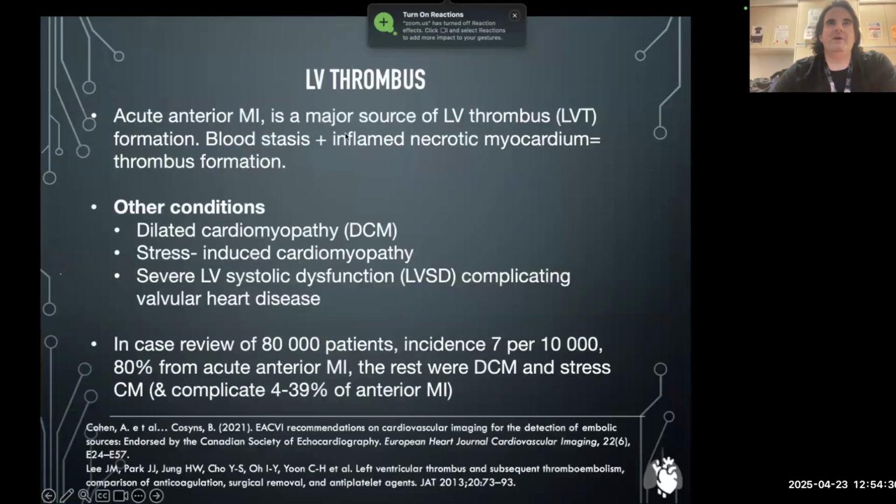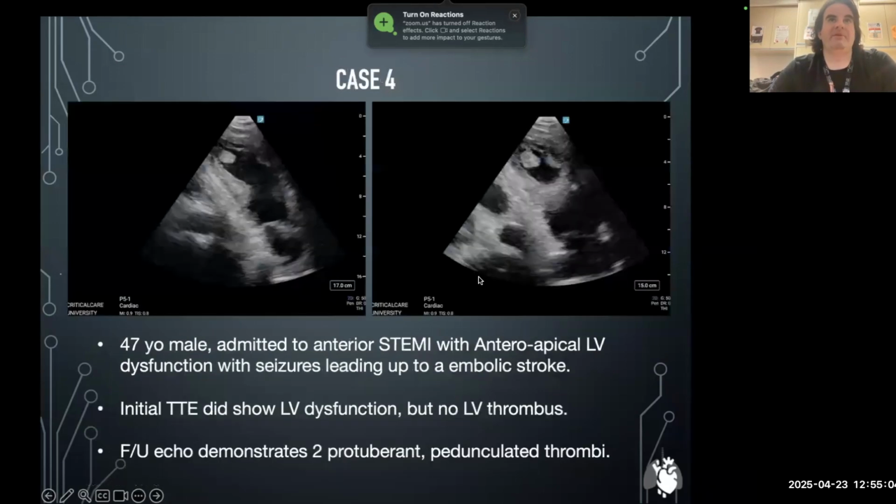So, acute anterior MI is a major source of LV thrombus formation, kind of blood stasis plus angry necrotic myocardium. There's a Virchow's triad type scenario, thrombus formation. This can happen also in dilated cardiomyopathy. This can happen in stress-induced cardiomyopathy, especially with apical variants where you have a lot of swirling in the apex. And then again, severe LV systolic dysfunction complicating heart disease. In one case review of 80,000 patients, the incidence is not necessarily common, but most were from acute anterior MI, and the rest were a mix of dilated and stress cardiomyopathies.